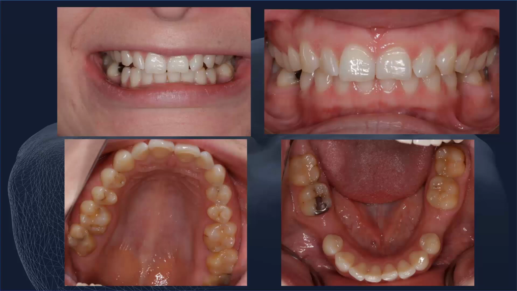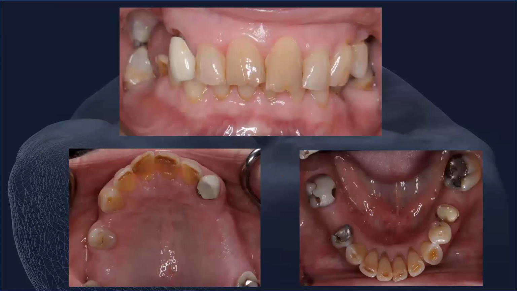This case was restored using direct composite occlusally for all the posterior teeth, palatally for the anteriors, and buccally for the centrals. Now, in this case, the patient had uneven anterior tooth wear, and you can see again on the occlusal photo of the upper how traumatic her bite was, that she was almost exposing the pulp.